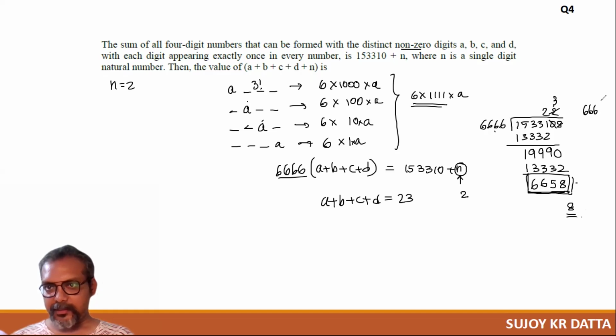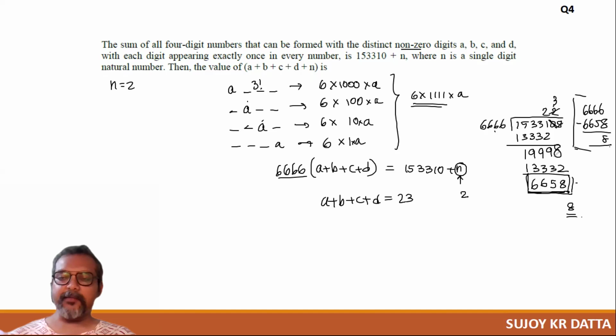The difference between 6666 and 6658 is 8 if I subtract. So that means to get the next multiple, I would have just added that difference 8 here. And then, as we already saw, if this would have become 8, then it would have gone 3 times. So that means I have to add n as 8 here. Only then 153318 would become divisible by 6666. And after that, so n is 8. Sorry, I had mistakenly written it as 2.